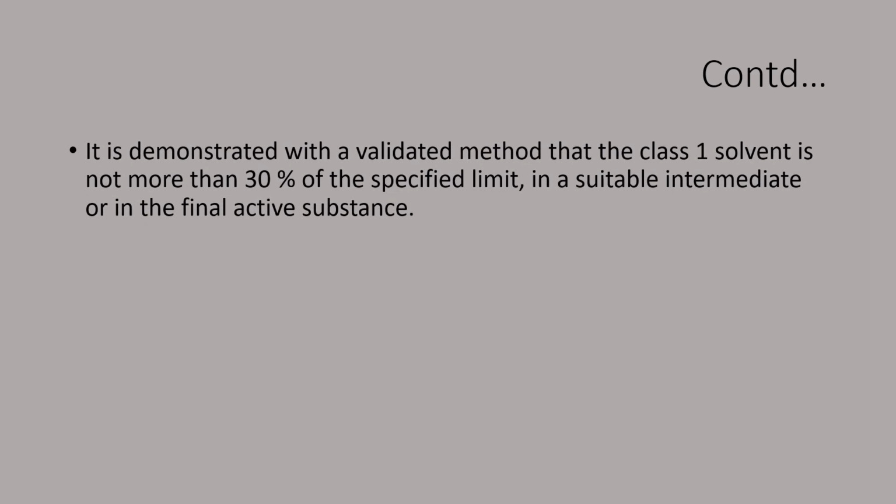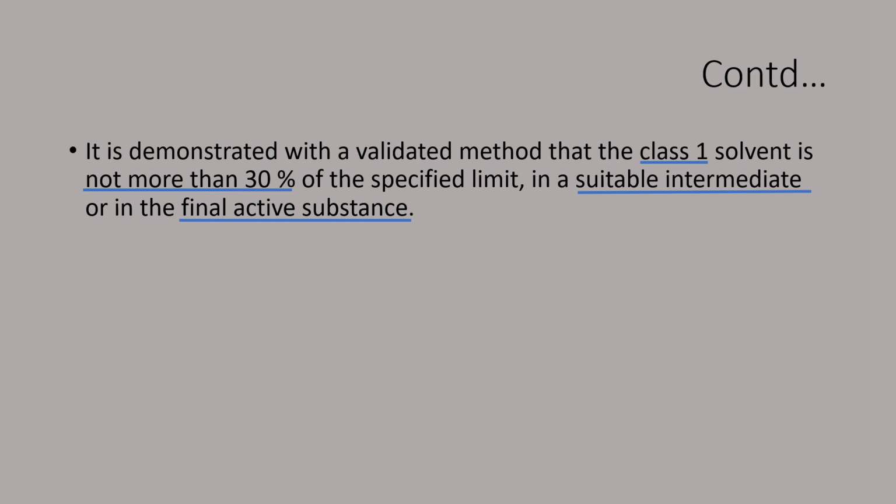It is demonstrated with a validated method that the class 1 solvent is not more than 30% of the specified limit in a suitable intermediate or in the final active substance. Let us understand this point. If the class 1 solvent is less than 30% in a suitable previous intermediate or final product, it is not required to screen for class 1 solvent routinely. For example, in case of benzene, the limit is 2 ppm.